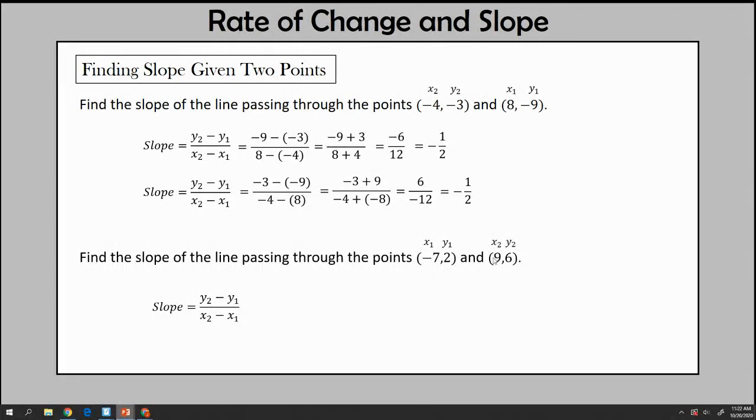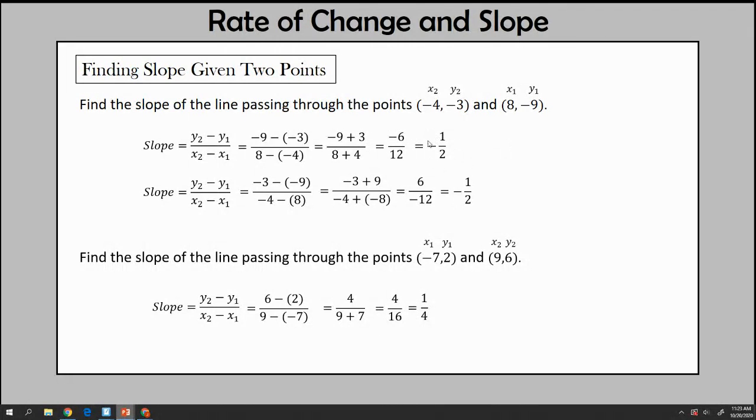I'm going to call this one the x2, y2, this one the x1, y1, and we're going to just use the values as I see them. So it's going to be 6 minus 2, the difference in the y's, over 9 minus -7. Okay, 6 minus 2 is 4, 9 minus -7 is 9 plus 7, so that's 4 over 16, and that's 1/4. That's it.